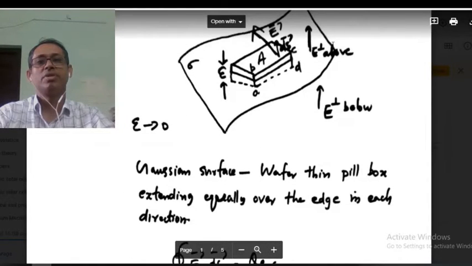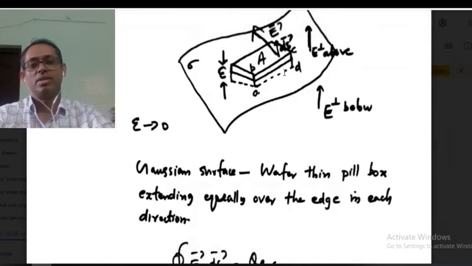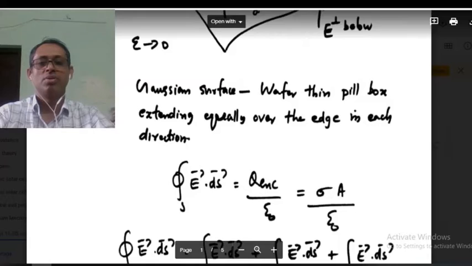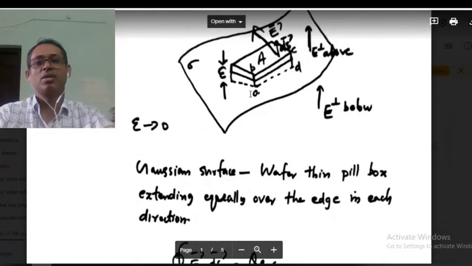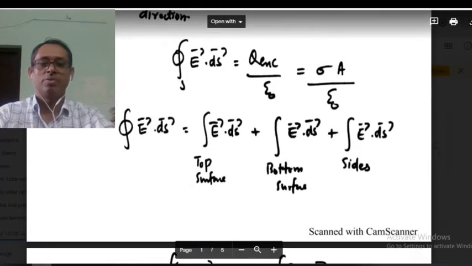We know the surface that we consider has a surface charge density sigma. The area of the top and the bottom surface of the pillbox, or the area of this section, is A. So the charge enclosed is sigma A. This is a surface charge density, so the charge enclosed is sigma into A over epsilon 0.